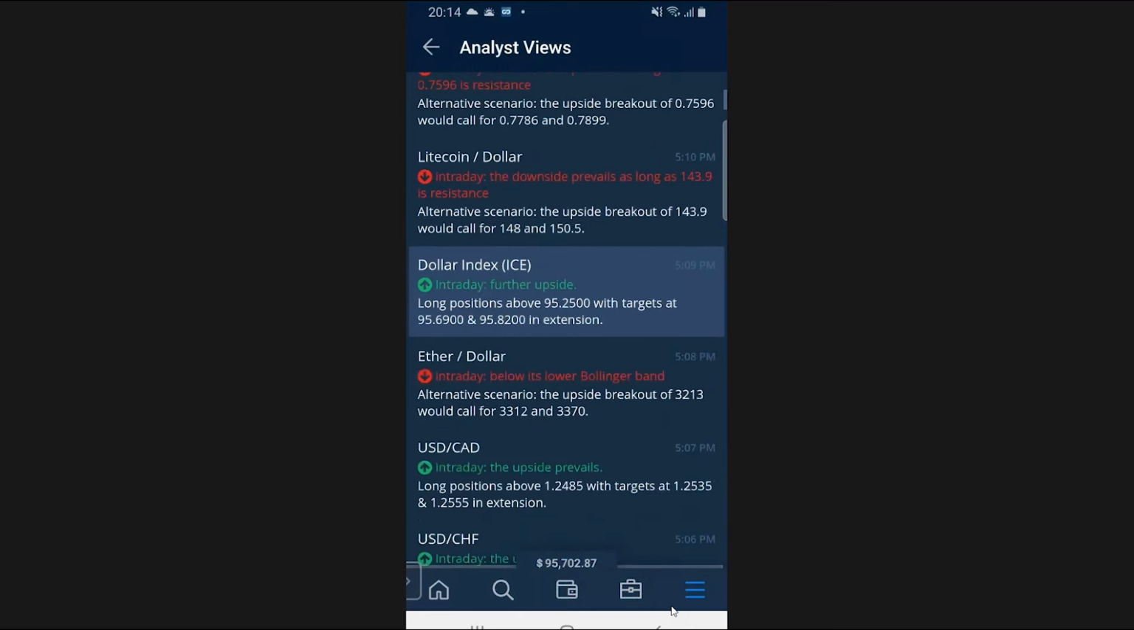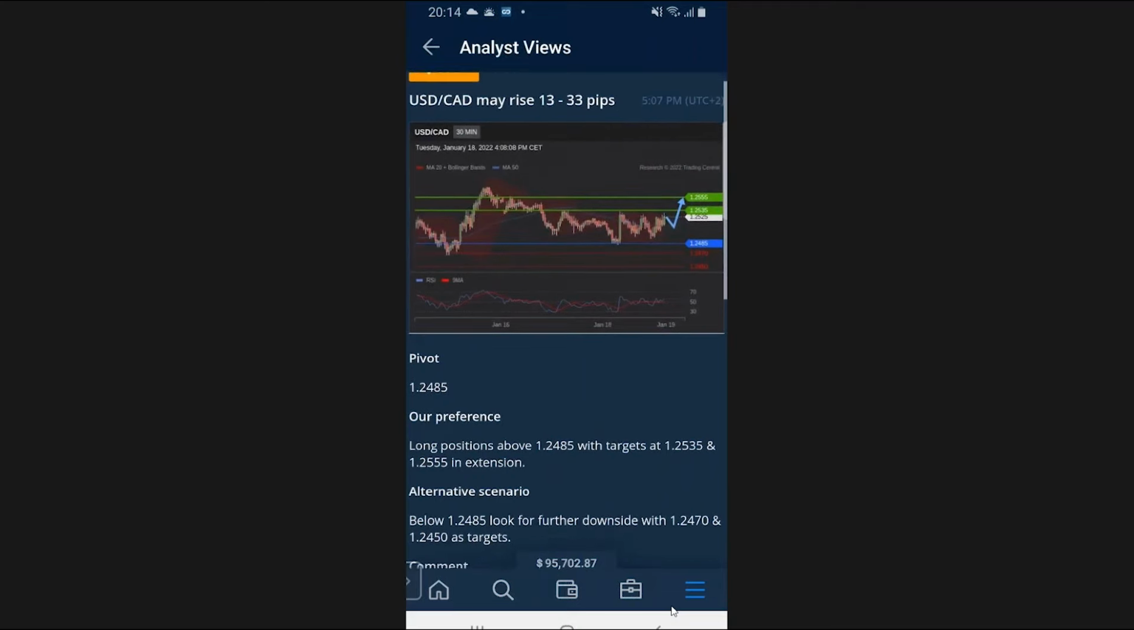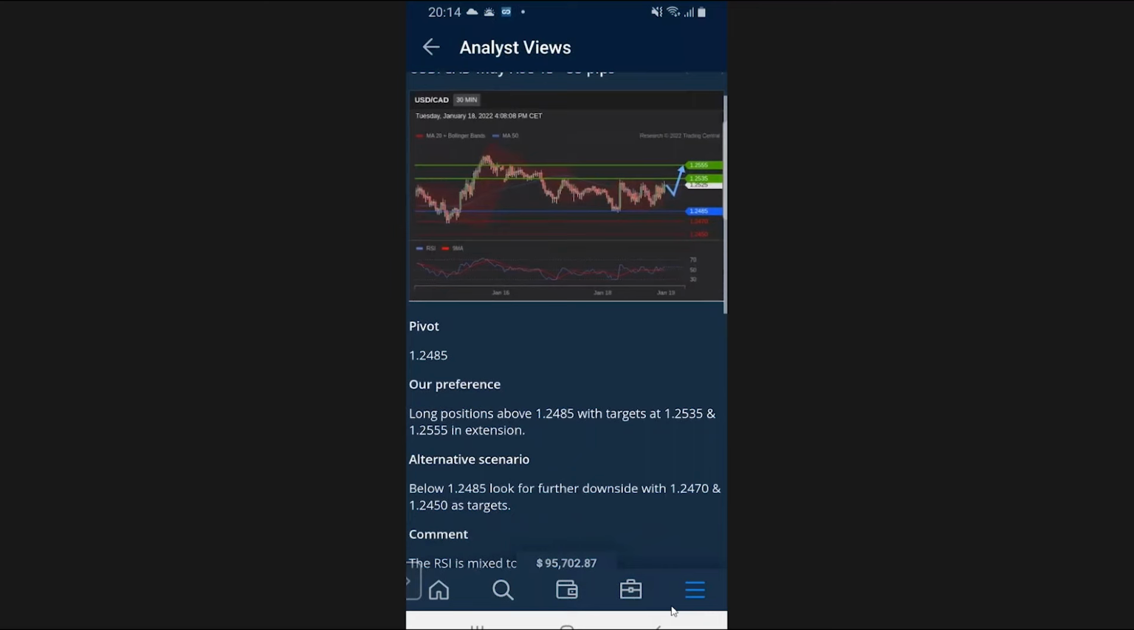Maybe I pull up USD Canadian. And you see the signals give you two scenarios, okay? The preference, which this one says long positions above 124.85.